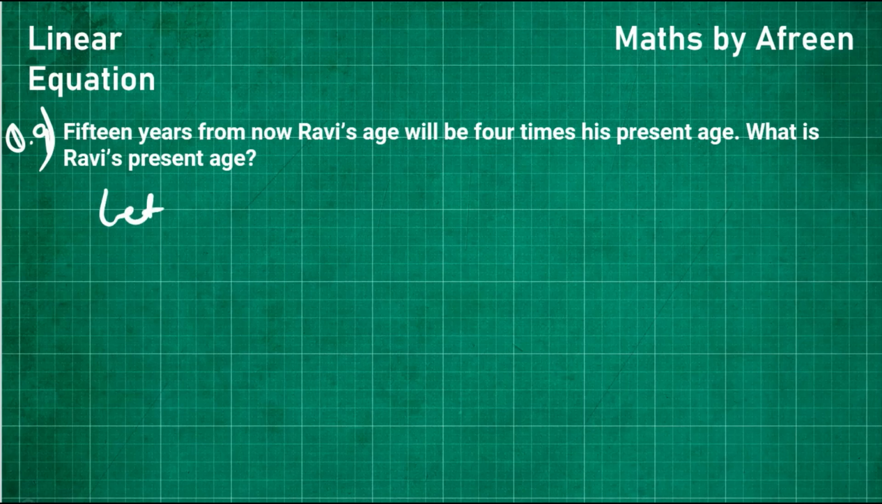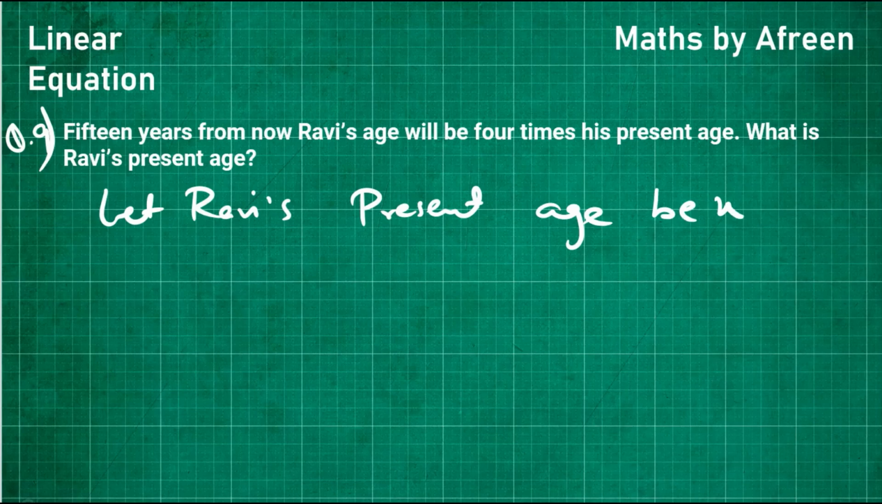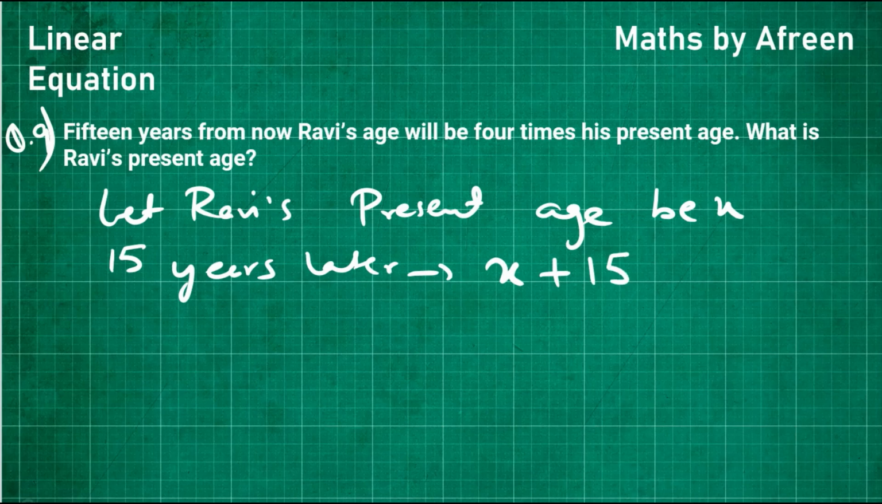So let Ravi's present age be x. They are saying 15 years from now. That means 15 years later, it will be present age plus 15 years. That means x plus 15. Present age is x years, and after 15 years it will be x plus 15.